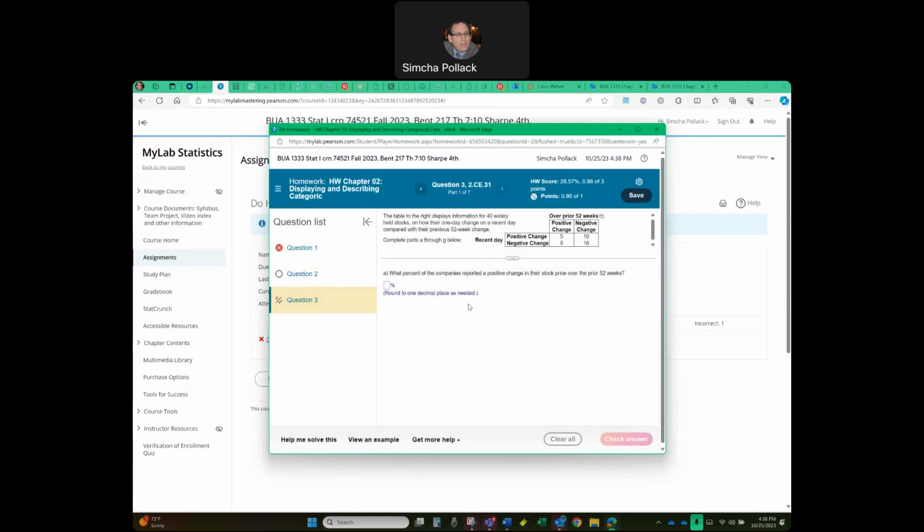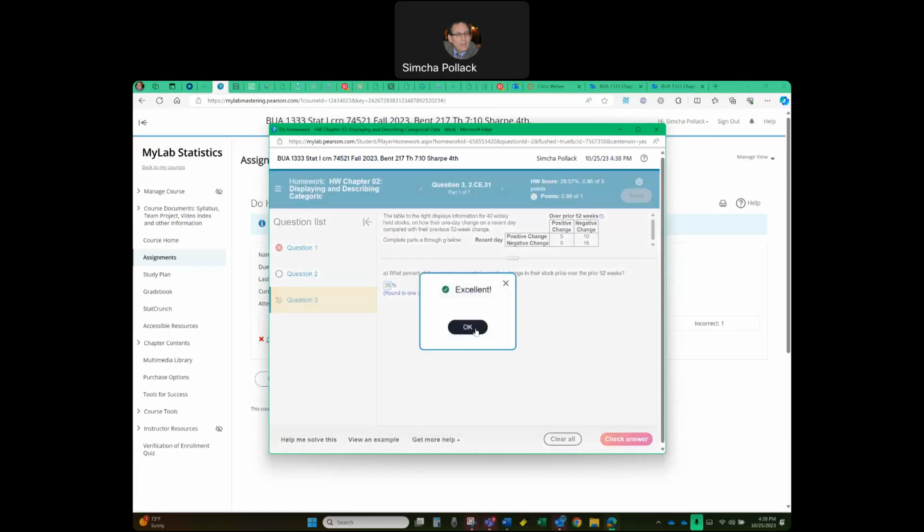Number 3. Okay. So this is very straightforward until the very end. So let's go through this systematically. What percent of the companies reported a positive change? Well, over 52 weeks, it was 5 plus 9. These are the companies that had a positive change over 52 weeks, out of a total of 5 plus 9 plus 10 plus 16, which is equal to 14, 24, 34, 40. So it's 14 out of 40, which I need a calculator for. That's 0.35, which is 35%.